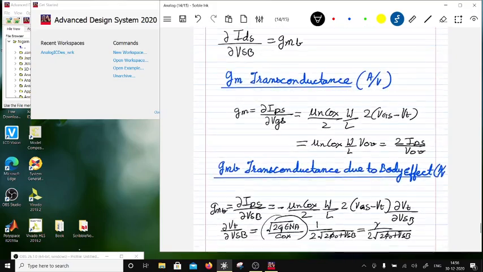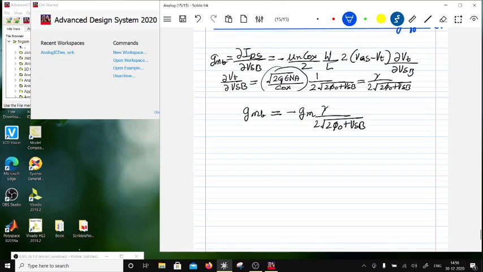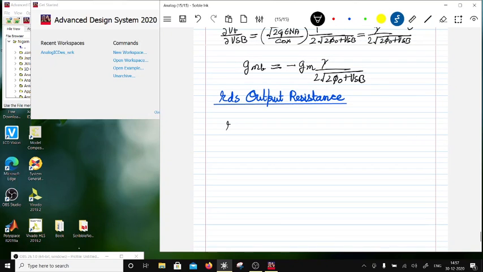Now, the next term is the output resistance RDS. Okay, RDS is the output resistance, and what that is, I have already put down earlier. RDS is equal to 2 over lambda. If you want, you can derive it.